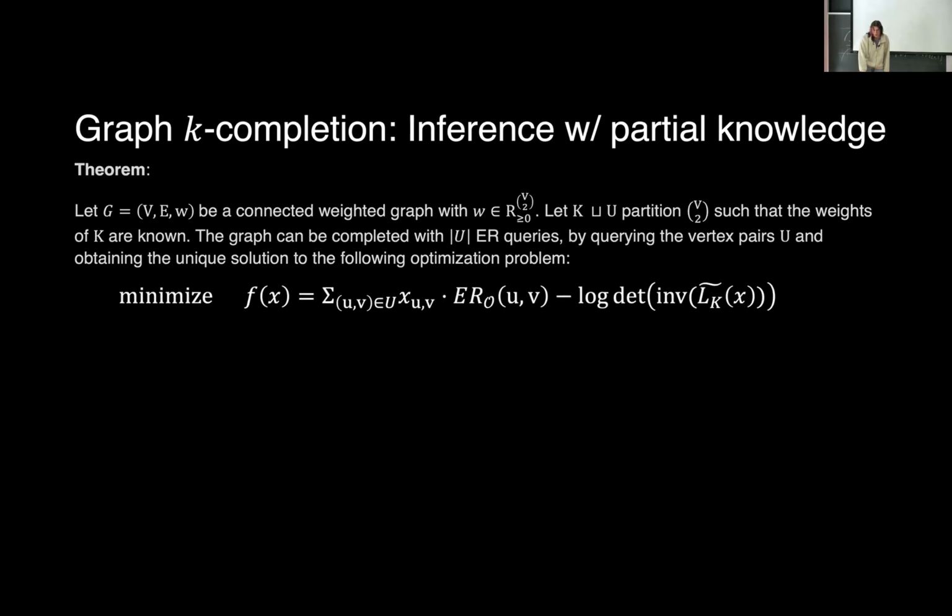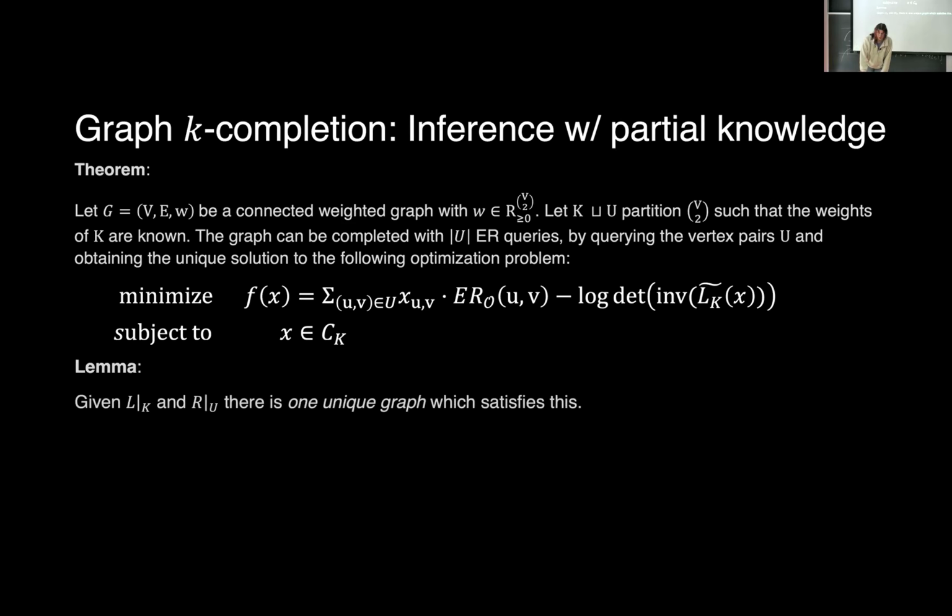I do this by solving this optimization problem. I want to minimize this function f, and this left term is just the inner product of x, where x is a vector of the canonical completion of the graph that we're doing. And so x is going to be of dimension size of U. Then we have the inner product of that with our queried effective resistance values. On the right-hand side, we have the log determinant of the inverse of the regularized Laplacian based on our completion of the graph x. So we're going to optimize this, and we're going to get exactly the graph that we want to reconstruct.